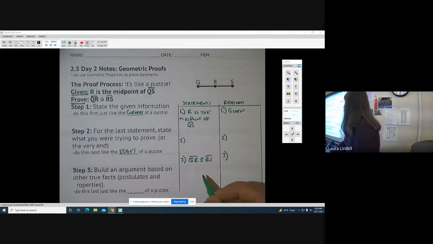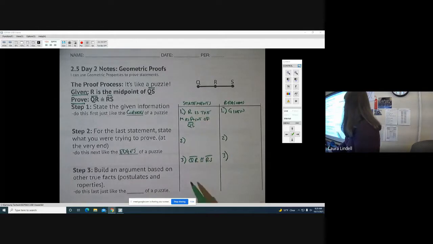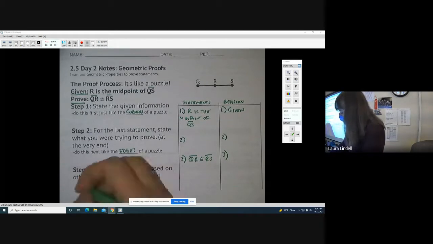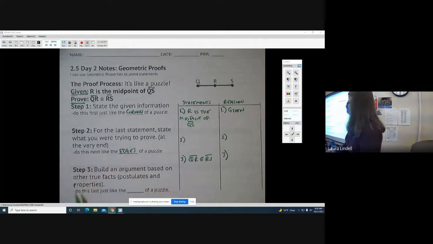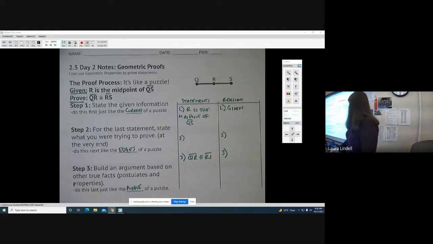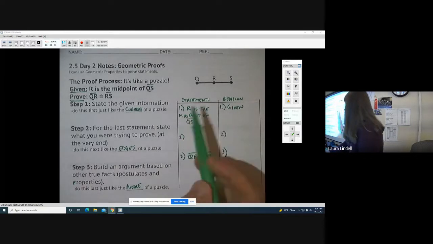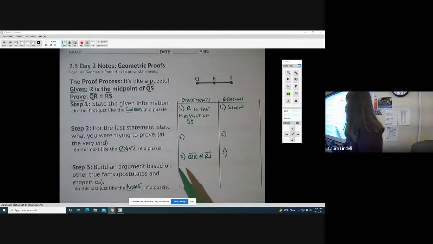Okay. And so then once we've got the given and we've got our last step in there, then we're building an argument for this based on the other true facts that we know, the postulates, the properties, it should say properties. There should be a P there. And we do that last just like the middle of a puzzle. So now we're looking at what we've been given, and we're trying to go from this to what we're trying to prove. And we were told that R is the midpoint of QS.